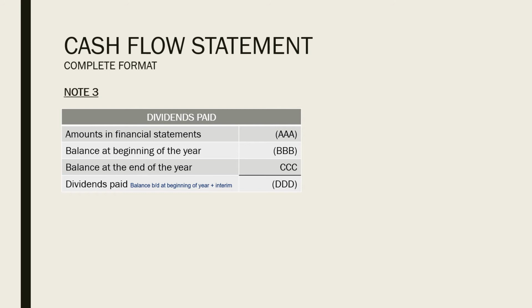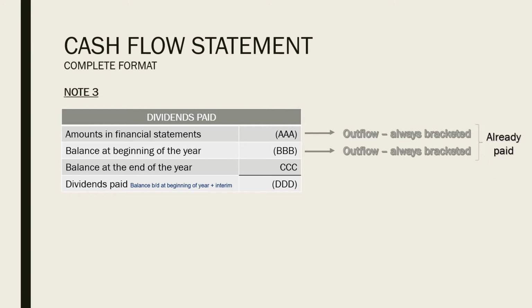If we look at note 3, it represents the dividends that we have paid. We are going to start with the amounts in the financial statements. You will see this amount is always going to be bracketed because it represents an outflow of cash. We then add the balance at the beginning of the year, which will also be bracketed because it represents an outflow. Both of these amounts have already been paid, and this is why it's a payment that constitutes an outflow, which is why it is bracketed.